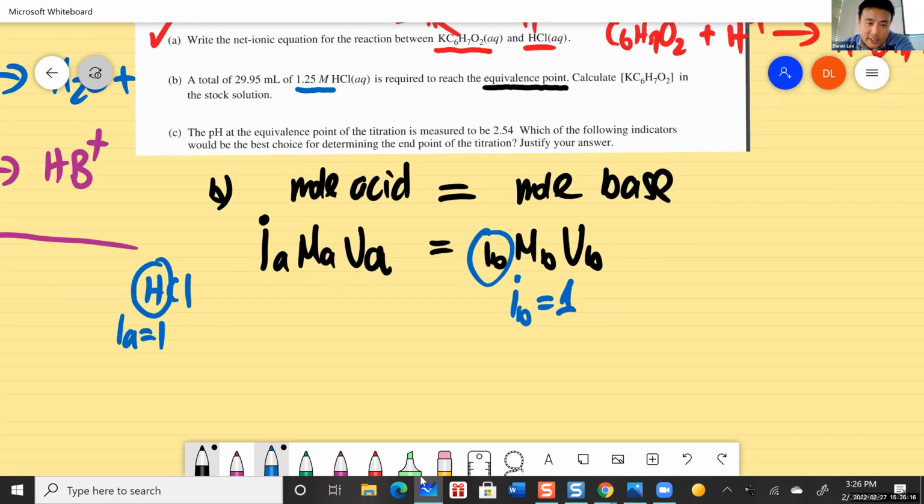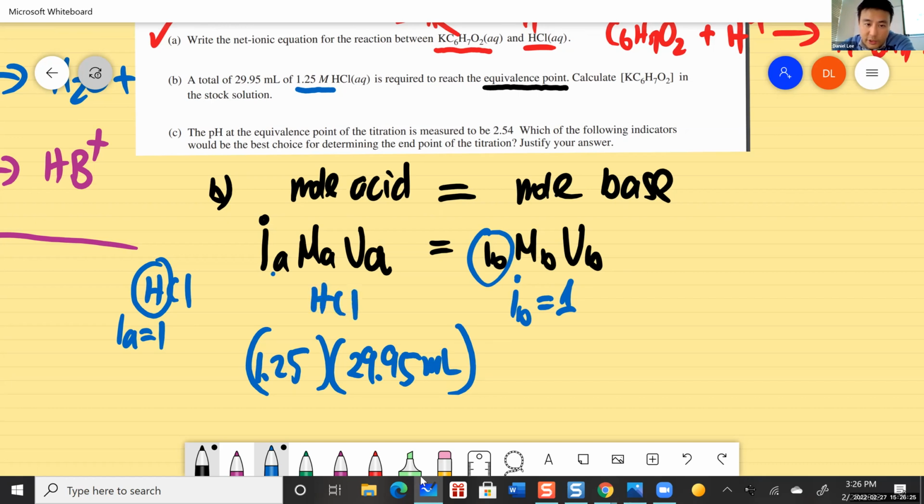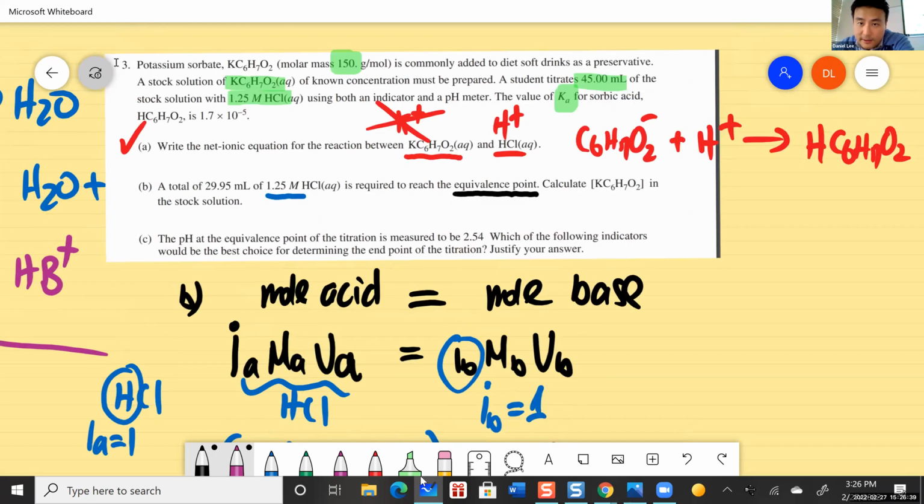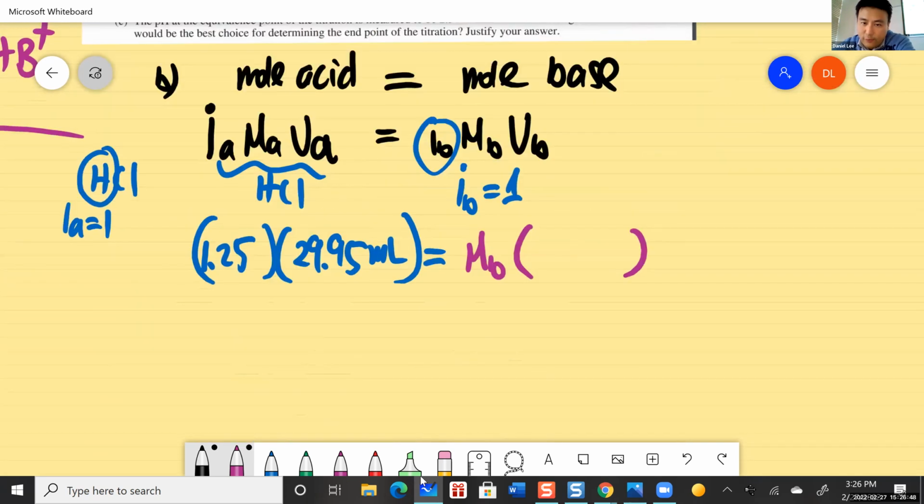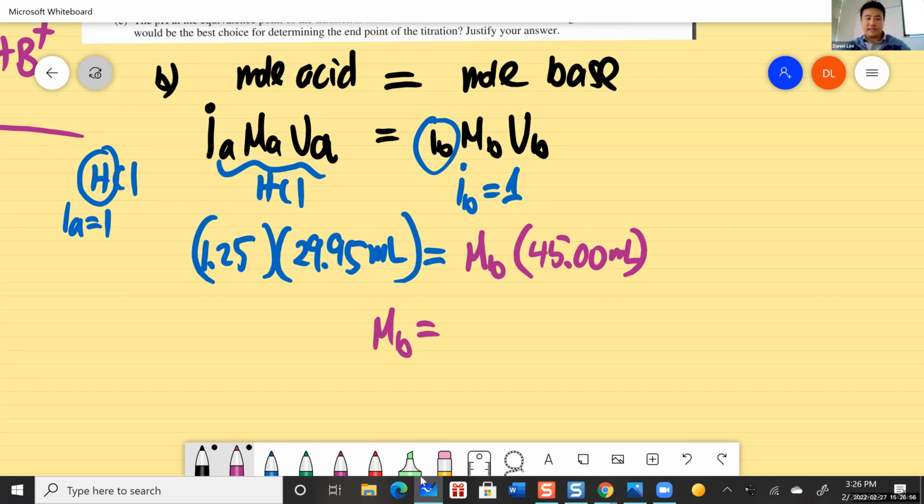Do you see, molarity of the acid is 1.25 molar. The volume is 29.95 mL. That's how much HCl was used. And molarity of the base. My base is the sorbate, right? I'm looking for the molarity. And the volume of the base, if you go back up, you had 45 mL. That was part of the reading. 45 mL of the stock base was titrated with 1.25 molar hydrochloric acid. And look at the sig figs. It's 45.00 mL, so I want to carry out to 4, but then molarity is 3, so I want to carry out to 3 sig figs.